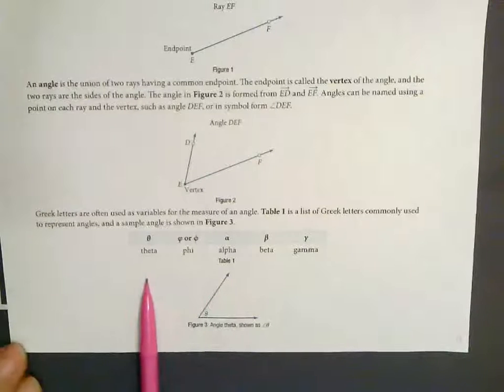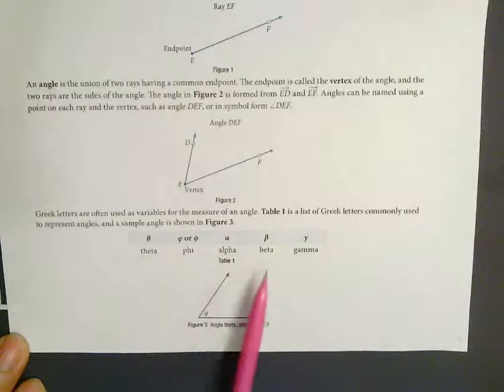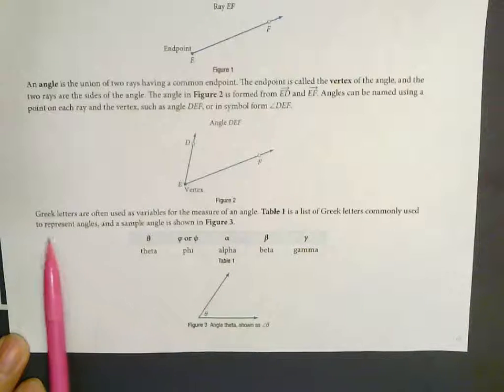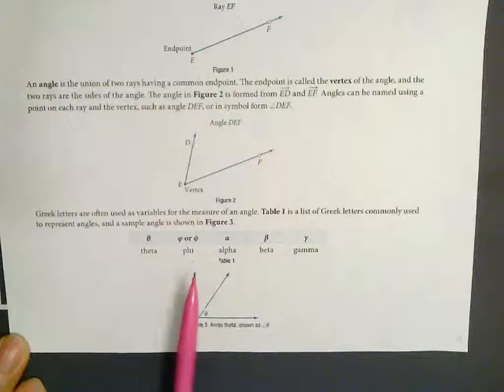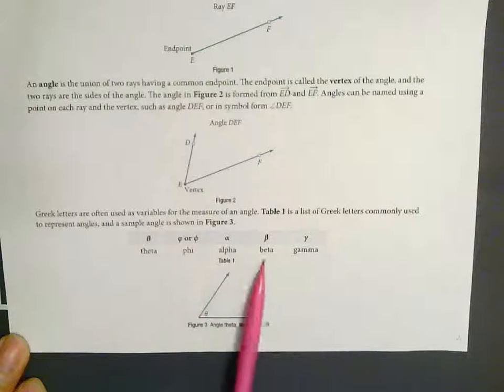In our ebook, on page 576, here are some other names that we will use for our angle: theta, phi, alpha, beta, gamma. These are our Greek letters.